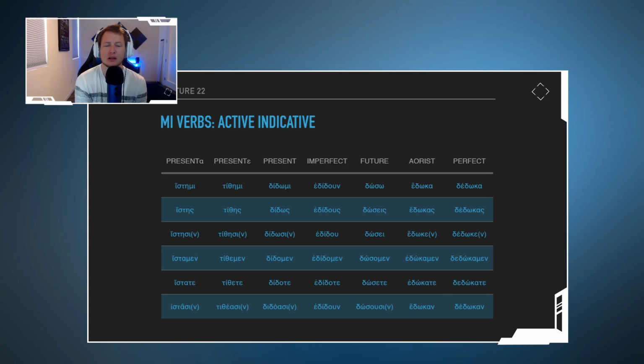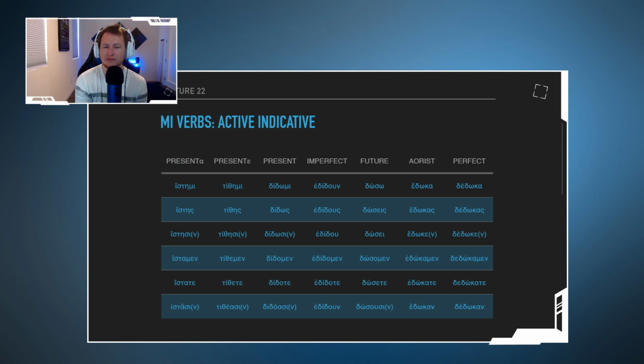Okay? Look at didōmi. You've got mi, first person singular. You've got si(n) for the third person singular. You've got asin for the third person plural. Otherwise, it looks relatively the same. Sigma in the second person singular, men in first person plural, te in the second person plural. Okay? So that's all in the present.